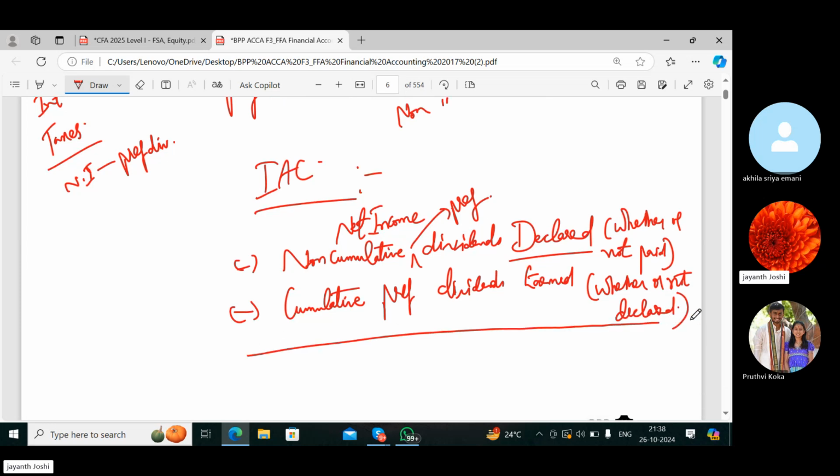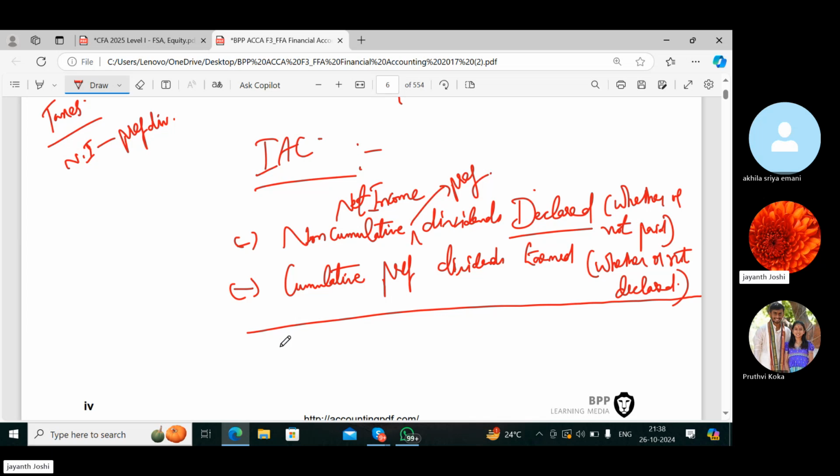So I already discussed with you non-cumulative dividends: if declared, they have to be paid, so you subtract them from net income. And cumulative preferred dividends, declared or not, are always presumed to be earned, so you have to deduct them. Then the resultant figure you get is IAC, income available to common shareholders. Make a note of this. Then I will give you details about WANSO and we'll go for a question right now.